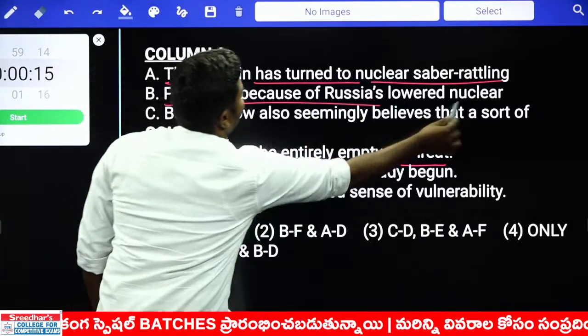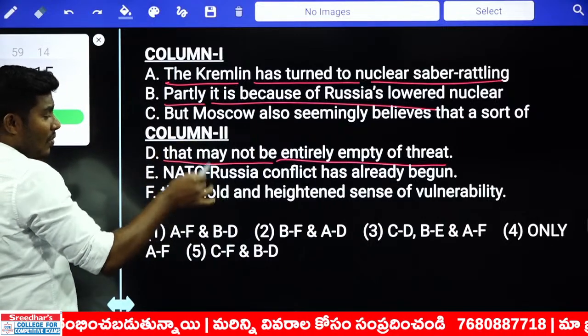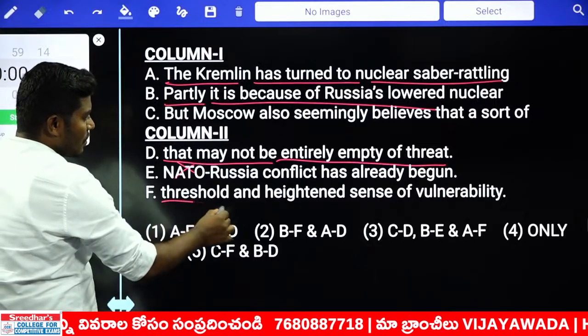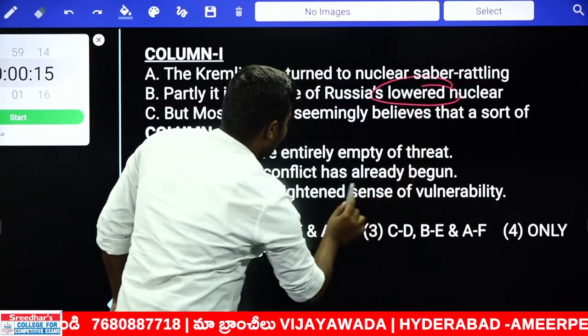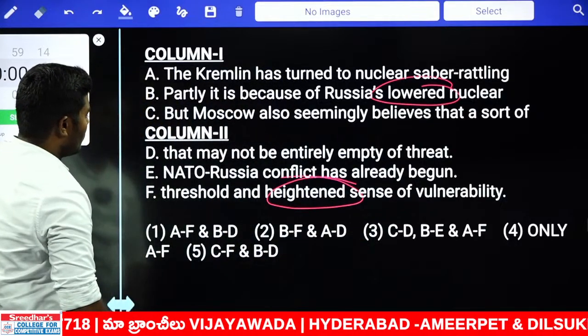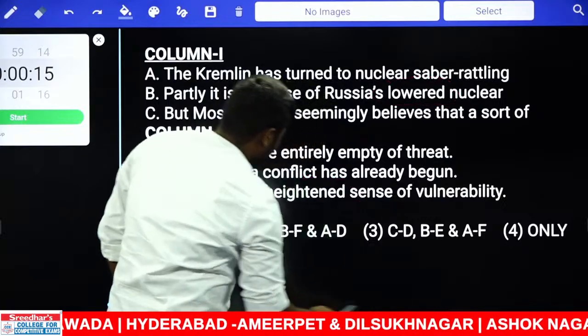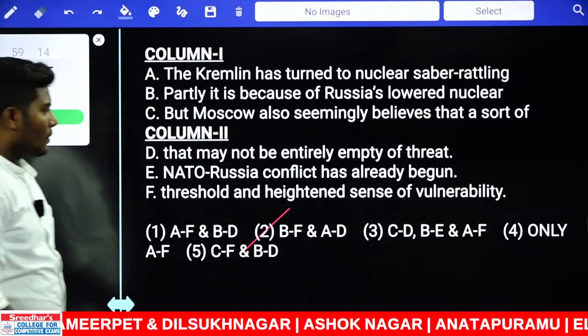Partly it is because of Russia's lowered nuclear what? Nuclear adjective అక్కడ. Lowered nuclear NATO-Russia conflict కాదు. Lowered nuclear threshold and heightened sense of vulnerability. ఇక్కడ చూడండి కేర్ఫుల్గా. Lowered, heightened. ఇవి రెండు కూడా పేరబుల్ కాంబినేషన్స్ అనమాట. BF can be used. ఎన్ని BFs ఉన్నాయండి? Only one BF. That goes with the second. Okay? What the answers? Very good.